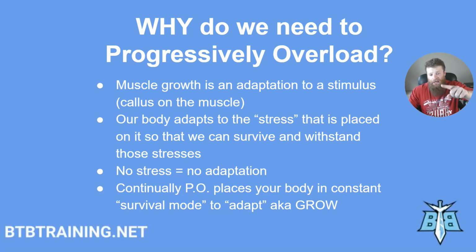So this is a cycle. You place a stress on your body, it experiences some short-term damage from that stress, and then your body recovers from that stress, but it recovers slightly stronger than what it was before. And that adaptation is muscle growth. And then that process repeats itself over and over and over. If there is no stress being placed on your body, in this case the muscle, there is no adaptation that is going to take place.